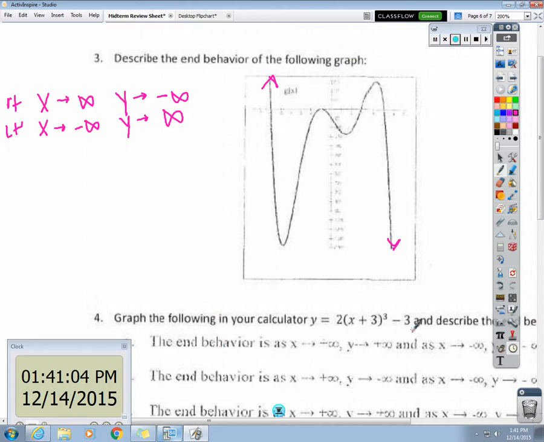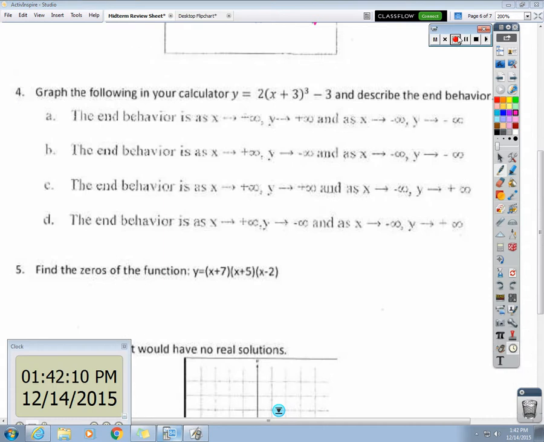You'll have to graph it and then tell the end behavior of that graph. As you went to the right side of it, it was going up. So that would be written as x approaches infinity, that means right. y approaches infinity, that means up. Then as you went to the left side of it, what did it approach? Down. So you're looking for as x approaches positive, y approaches positive, and as x approaches negative, so does y, and that was A.